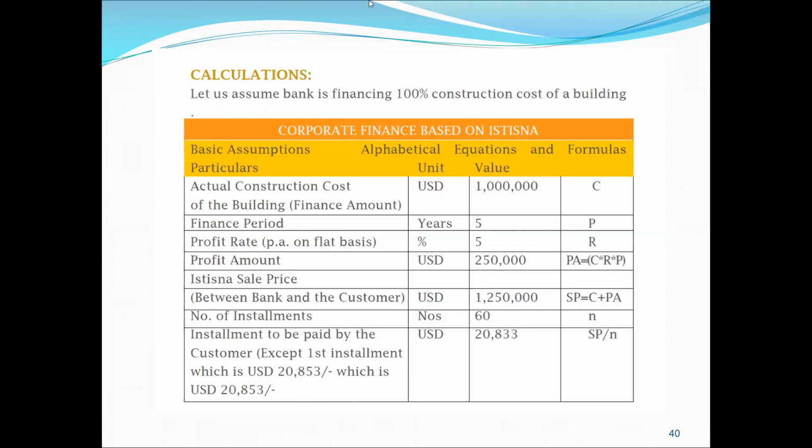Let me just type it to make it clearer to you. Here, 20,833 times 60 would give you 1,249,980. And the difference is the $20 that you are looking for. So in total, if you put this one times, for example, 59 plus this, you should get exactly 1,250,000. Oh yeah, okay, I get it. Thank you. You're welcome.